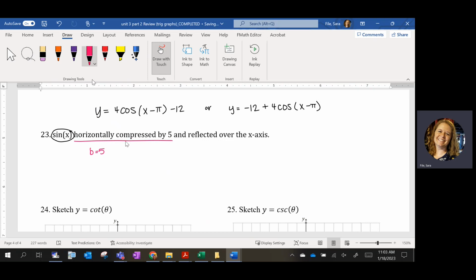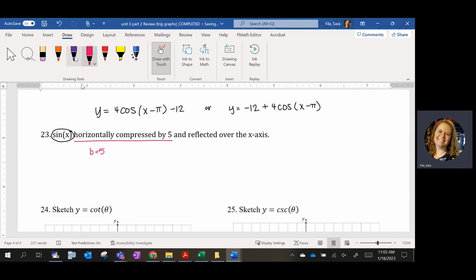You think, oh, well, it's being compressed, it's getting smaller, this should be 1/5. But when we're doing the horizontal, remember, it's the opposite. Okay? If it was horizontally stretched by 5, then B would be 1/5. Does that make sense? Kind of, sort of? Okay. So our B is 5.